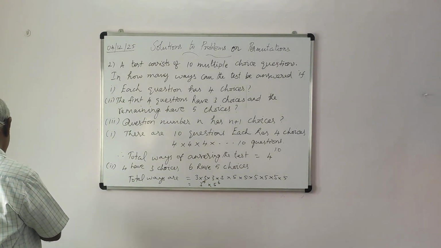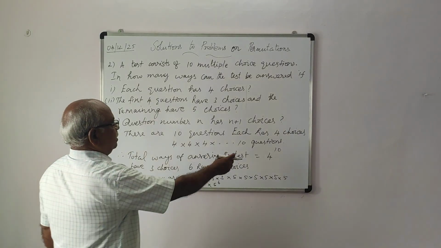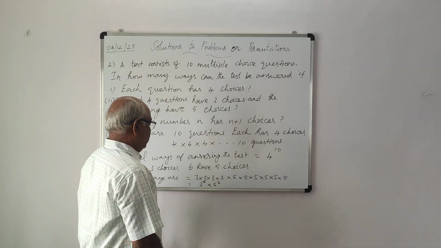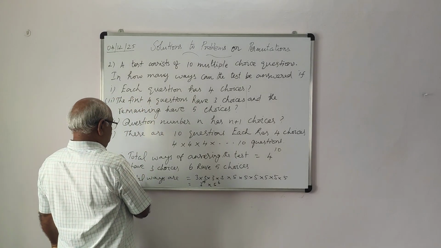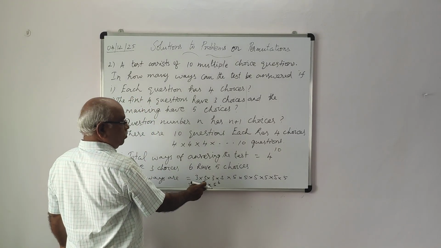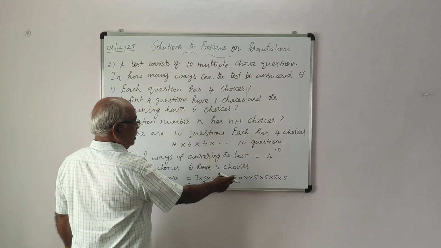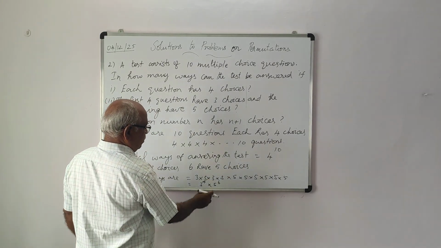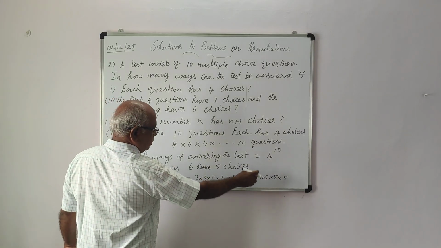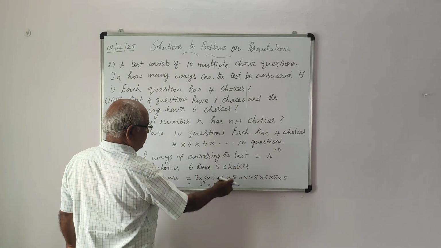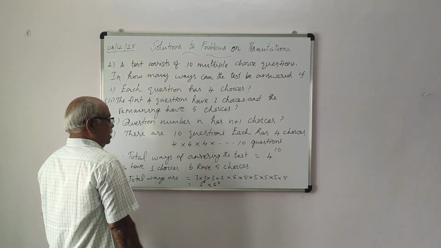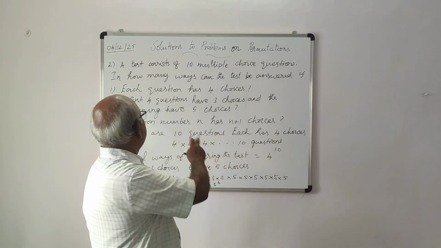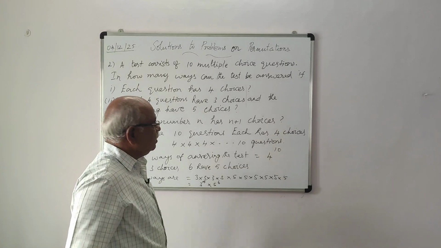Like 10 questions have 4 choices, we get 4 power 10. Similarly, 4 questions have 3 choices, therefore 3 power 4 ways of answering. And the remaining 6 questions have 5 choices, each question has 5 choices, so 5 into 5 into 5, 6 times, is 5 power 6. The total ways are 3 power 4 into 5 power 6. That's all about the second subdivision. Third, I will solve now.